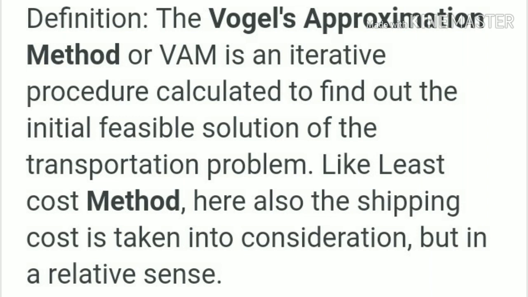Next one is VAM. The full form of this method is Vogel's approximation method. This method is preferred over the northwest corner method because the initial basic feasible solution obtained by this method is either an optimal solution or very near to optimal solution.